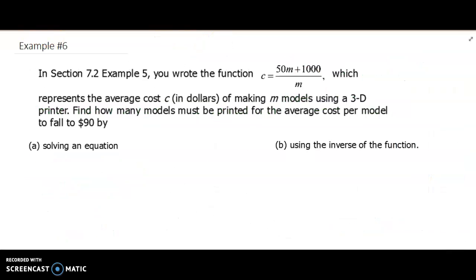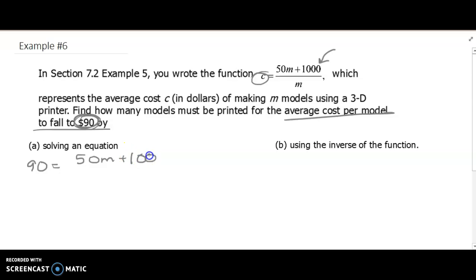All right, let's look at example 6 now. Okay, so example 6 says in section 7.2, example 5, you wrote a function. Here's my function right here, which represented the average cost of making M models of a 3D printer. How many models must be printed for the average cost per model to fall to $90? Okay, so we're going to solve this two ways. We're going to solve it by using what we know. So if we want the average cost, which is what C represents, to be $90, all we'd do is plug in 90 for C.